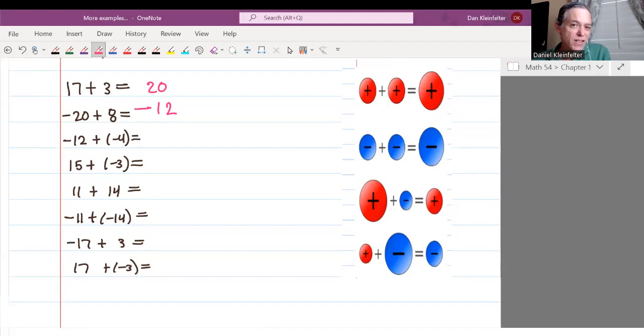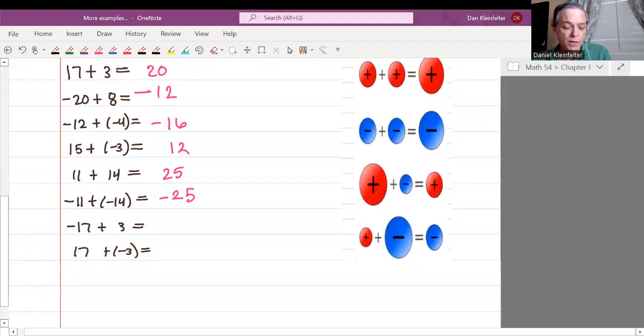Okay, back to the easier case in a way. Negative 12 plus negative 4 will be negative 16. Just adding together two negative numbers. 15 plus negative 3. There, the two absolute values are 15 and 3. We subtract them, getting 12. The one with the bigger absolute value is positive, so the final answer is positive. 11 plus 14 is 25. Negative 11 plus negative 14, negative 25. The ones where the sign's the same, I think, are a little bit easier.